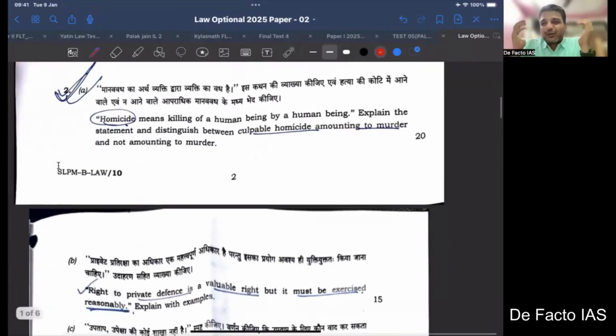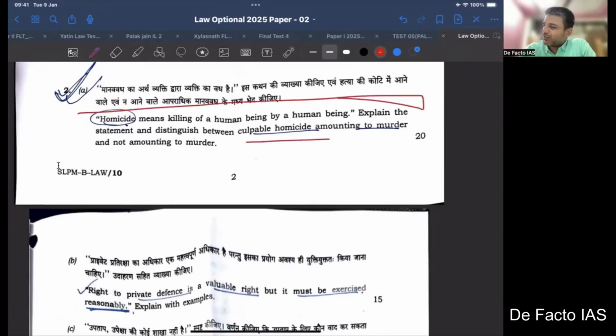Now, the most typical question: culpable homicide and murder. No matter how many unique lines they write, ultimately the question is between culpable homicide and murder, or technically speaking, culpable homicide not amounting to murder and culpable homicide amounting to murder.